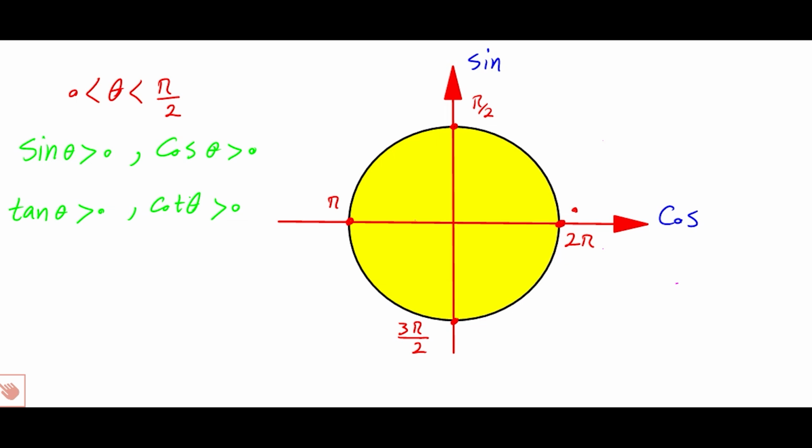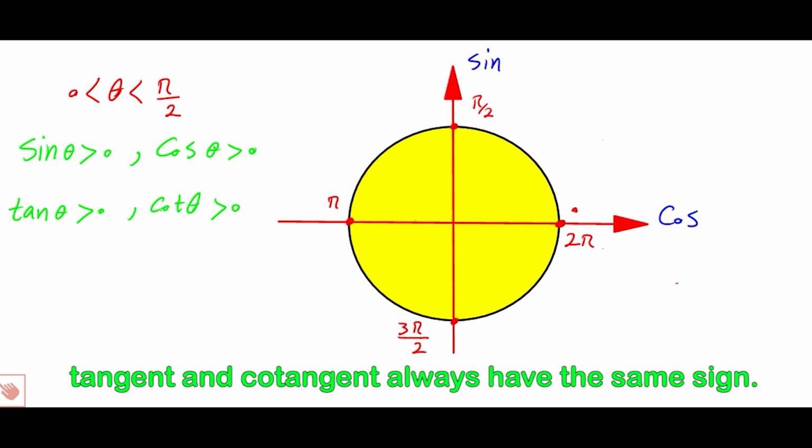Of course, we will only examine sine, cosine, tangent, and cotangent. We won't cover secant and cosecant. Also, remember that wherever tangent is positive, cotangent is also positive. And wherever tangent is negative, cotangent is also negative. In fact, tangent and cotangent always have the same sign.